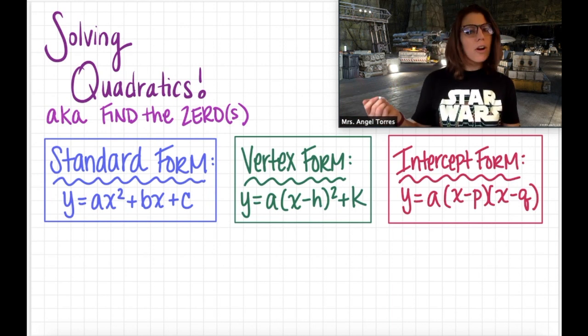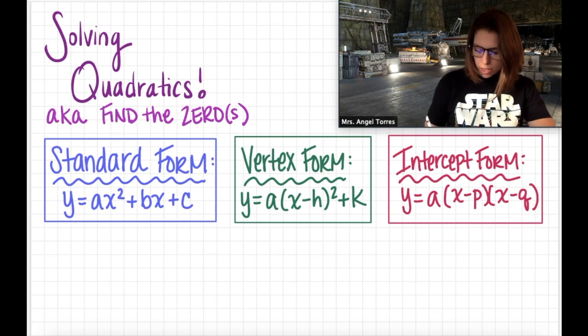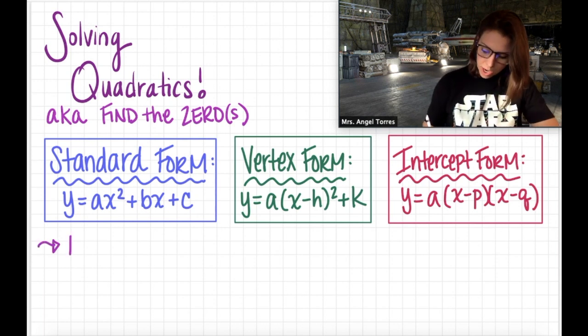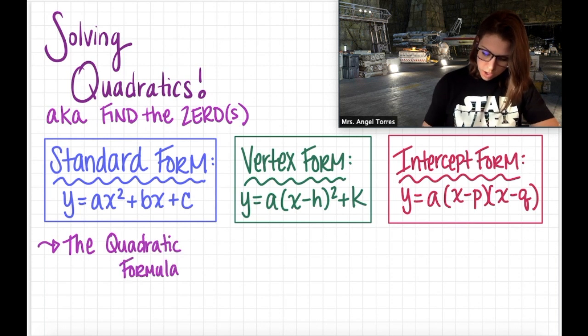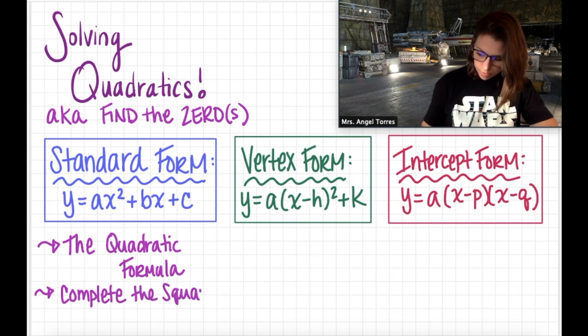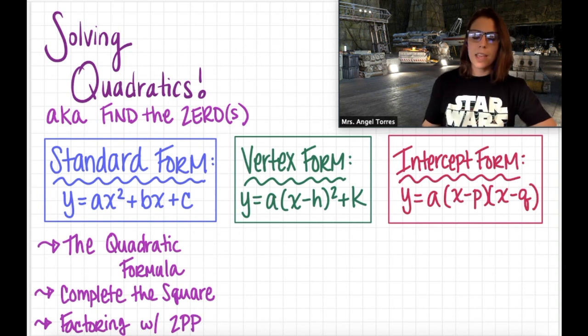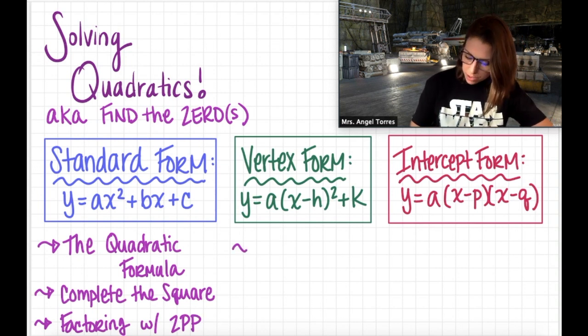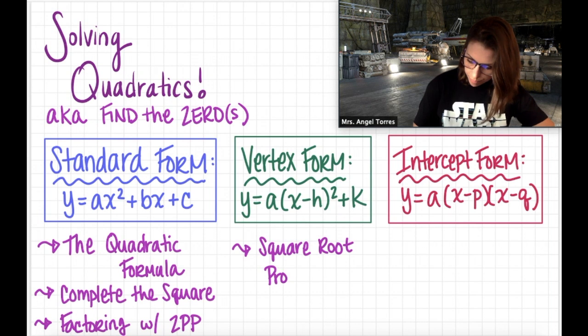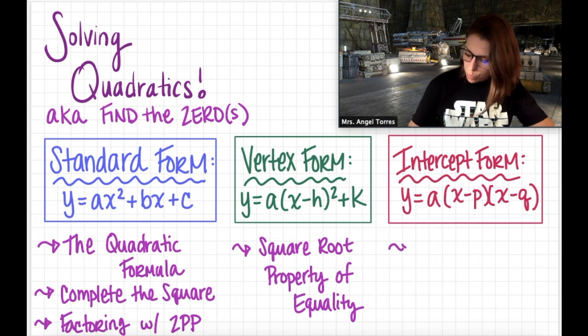For standard form, there are a lot of tools that we're going to go over. We're going to learn how to use what's called the quadratic formula. We'll also learn how to complete the square. And we're going to learn how to do some factoring with something called the zero product property. In vertex form, we're going to learn how to use what's called the square root property of equality. And in intercept form, we are going to use something called the zero product property.